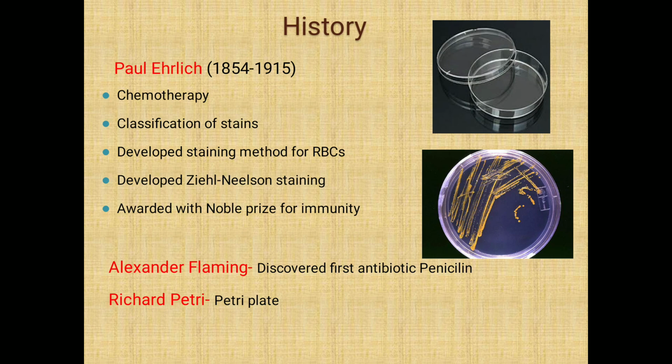Then the next scientist is Alexander Fleming. The first antibiotic, penicillin, was discovered by him. Then Richard Petri, who discovered the Petri plate. You can see in the figure, those images are the Petri plates. These Petri plates are mainly used for the growth of microorganisms, and it was discovered by Richard Petri, and that's why the plate is mainly called the Petri plate.